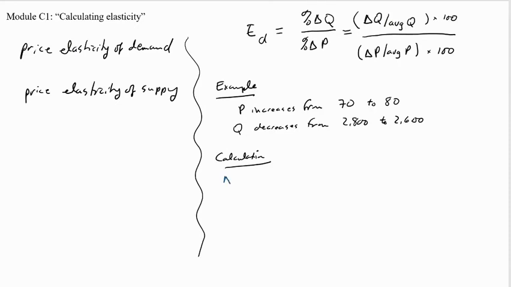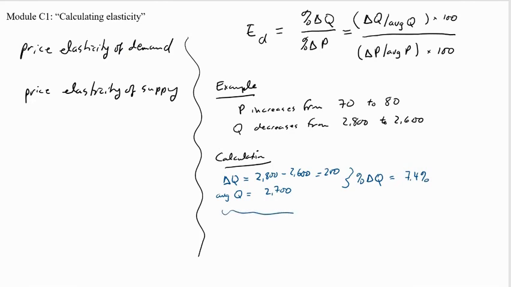So let's start with the change in quantity, which is going from 2,800 down to 2,600, or a loss of 200 units. And we also note that the average Q that we're going to use in order to get the percentage is going to be halfway between 2,800 and 2,600, or 2,700 units. So we put those together and we find that the percentage change in quantity is going to be equal to 7.4%.